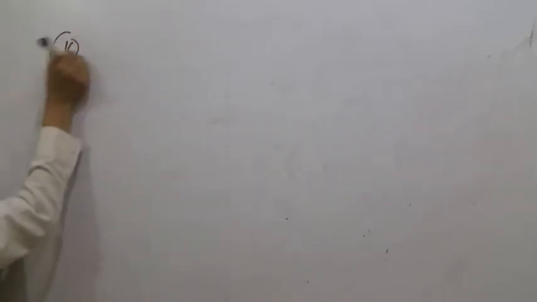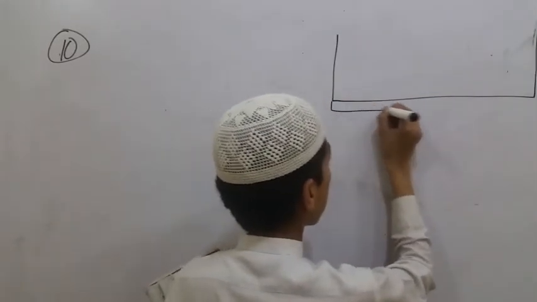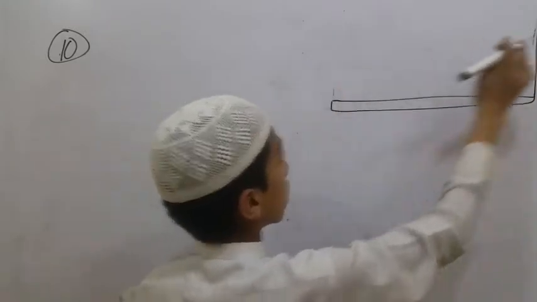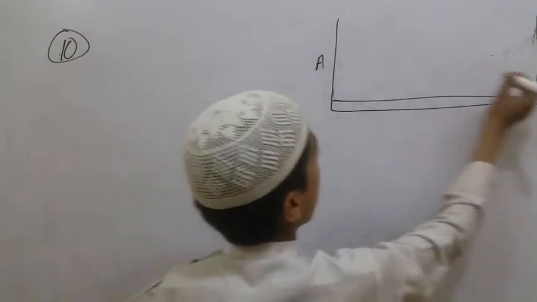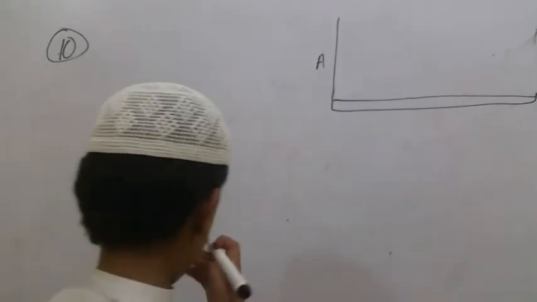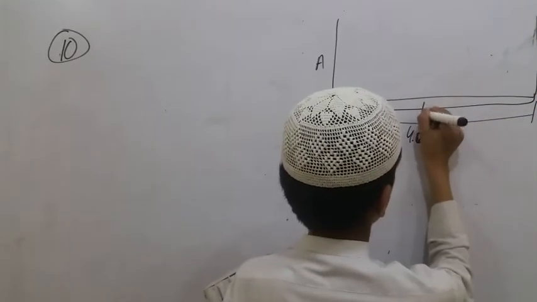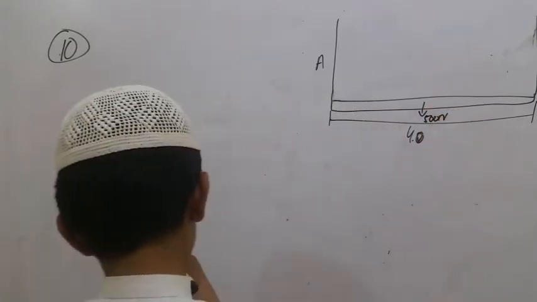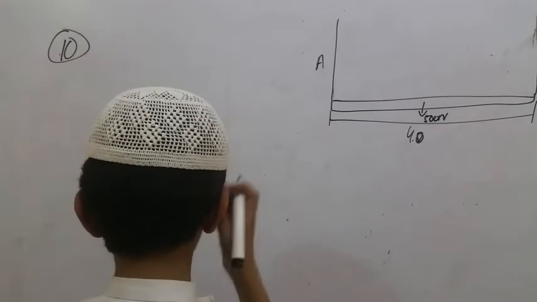10th numerical is a uniform plank AB of length 4 meter and weight 500 Newton, suspended by a vertical rope at each end. This is the plank and it is suspended by two ropes A and B. The length of this plank is 4 meter and weight is 500 Newton. A girl of weight 300 Newton is standing at a distance of 1.2 meter from the end A.